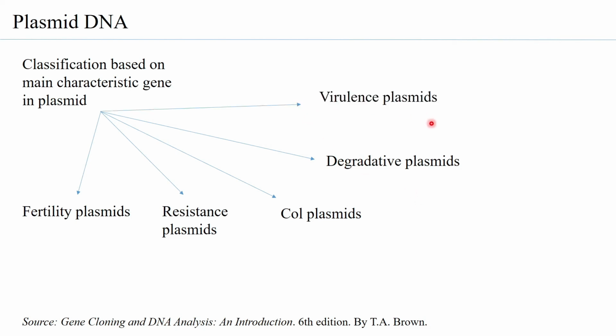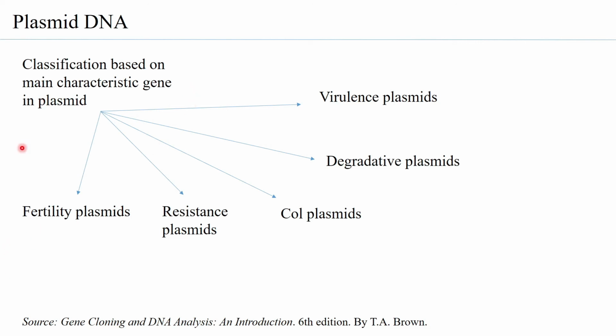Then of course you have what are called virulence plasmids. The best example is that of the Ti plasmid, which is present in Agrobacterium tumefaciens and is able to infect a plant cell and cause a disease called crown gall disease. Since it is causing a disease or a pathological condition in the plant, it is called a virulence plasmid. So the plasmid has genes that are able to cause the disease in the plant. So these are the 5 classes of plasmids based on the main characteristic gene that is present in the plasmid.